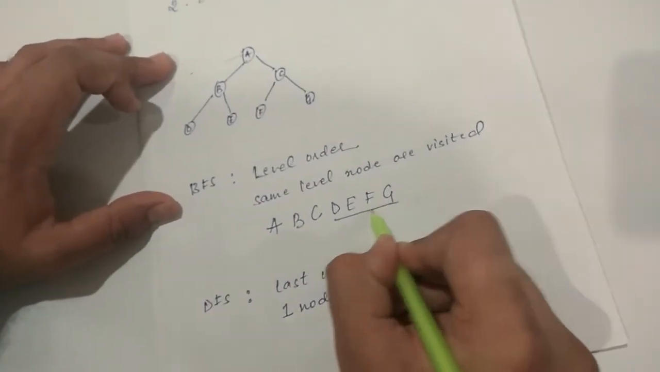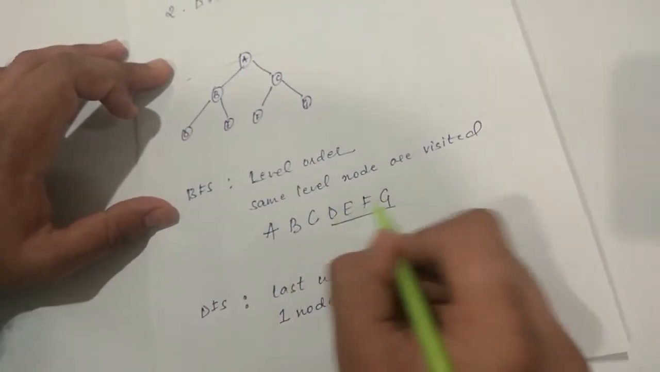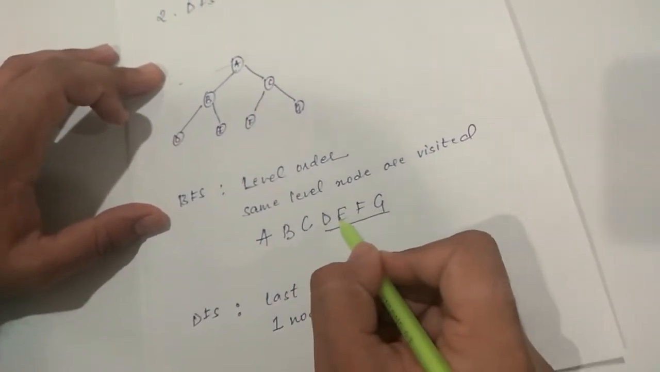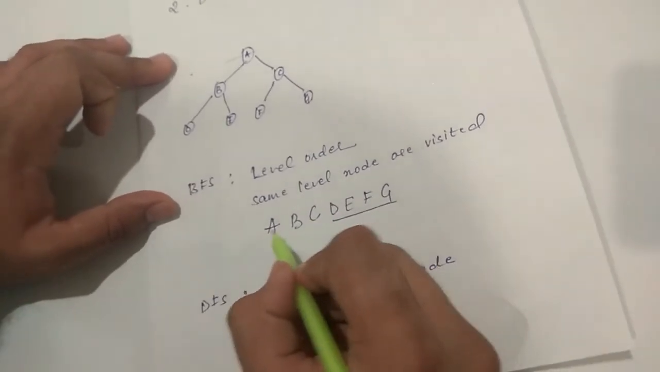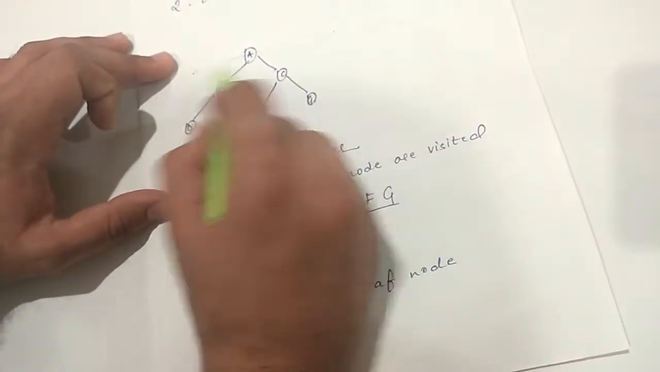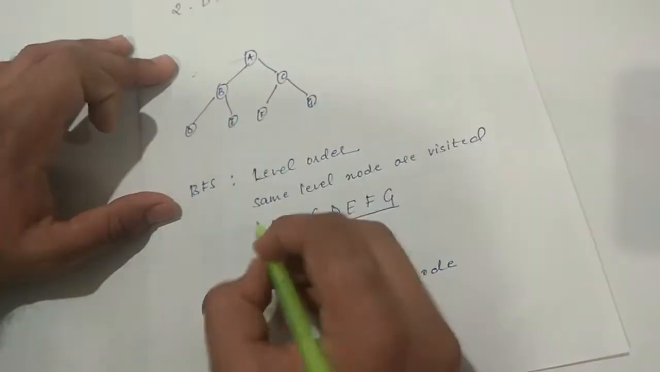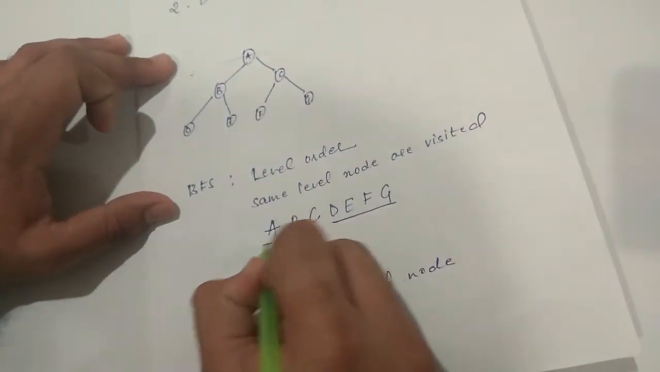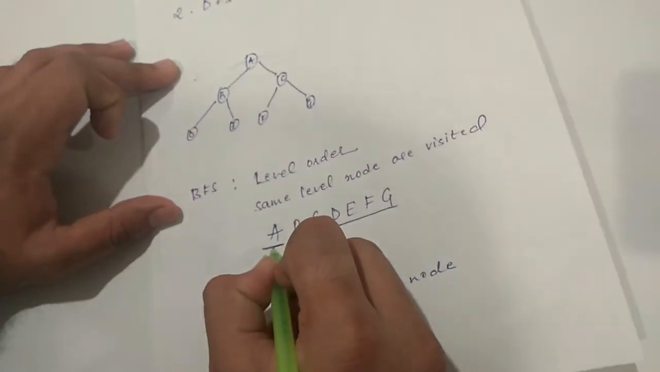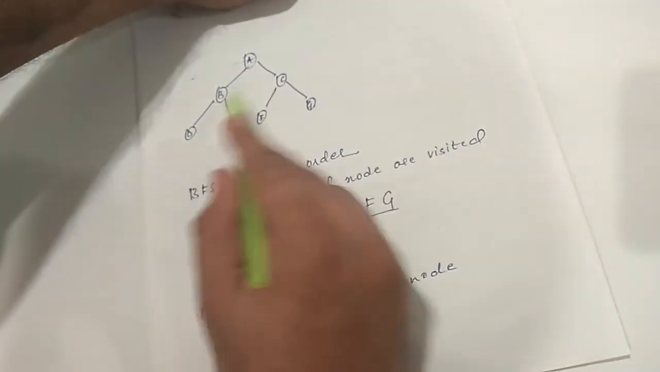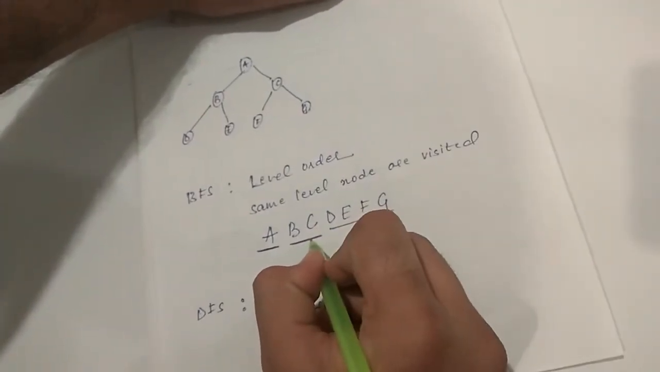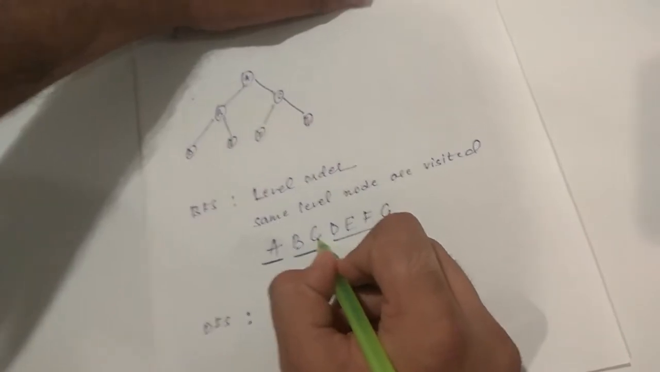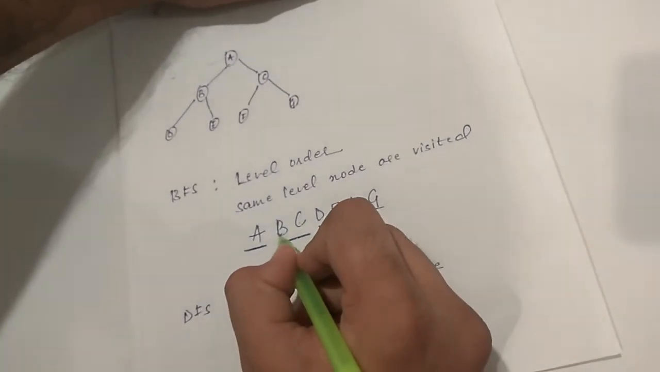This can be exchanged, or you can say this can be written in any manner, but it cannot be written before this. Fine. So it should be a level. For example, at level 1 there is only single node A, so you need to write all the nodes of level 1 first. It can be in any order. Then at level 2 there are two nodes, that is B and C. Now these two nodes can be written in any order. It can be B or C, it doesn't matter. The traversal remains the same.